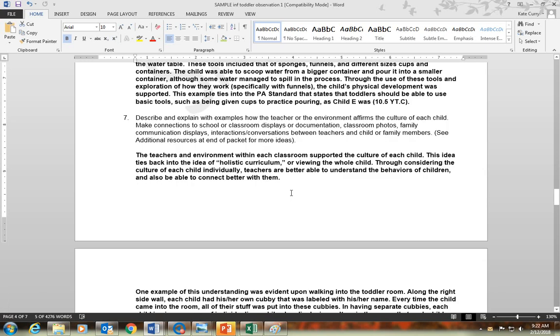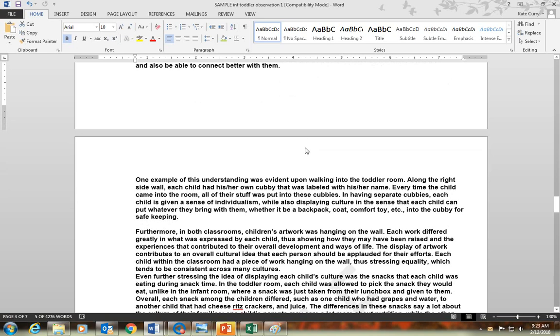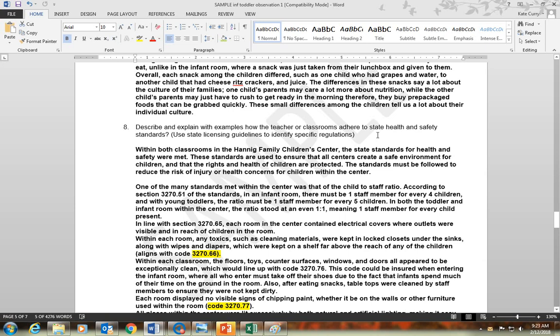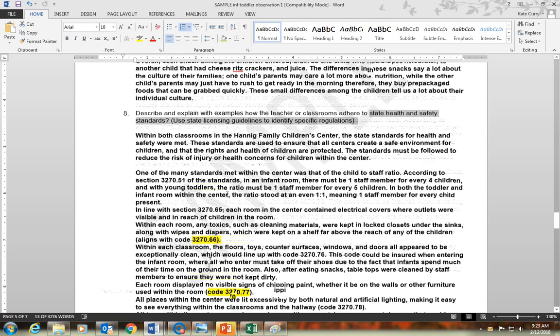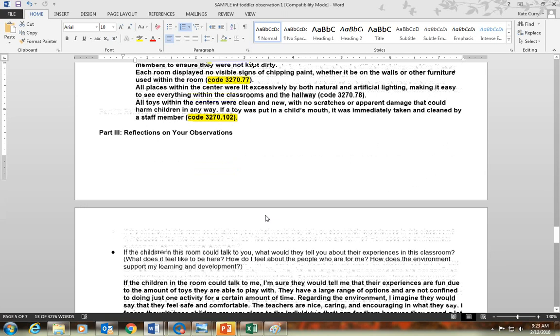Culture, and the idea of a holistic curriculum. Always talk about what you've learned about the content of the question first, and then explain your examples. Here they've gone to the state regulations website as you did early in this semester, and they've given examples of several codes. Again, if you don't see codes being followed, then you can say, here's what it should be. Maybe there were signs of chipping paint, and you know that's not appropriate. You can state that.